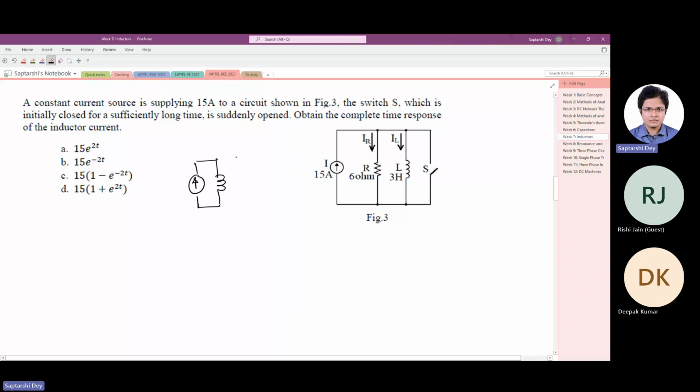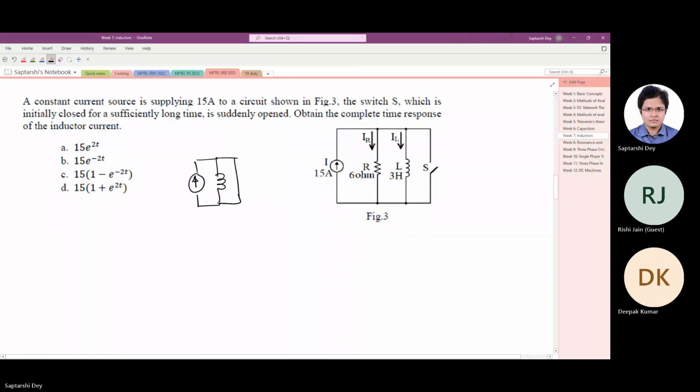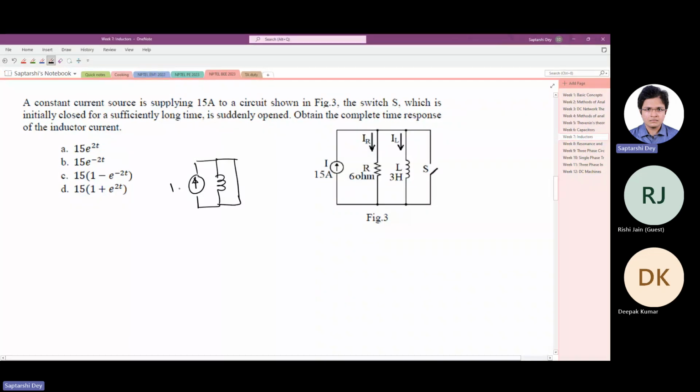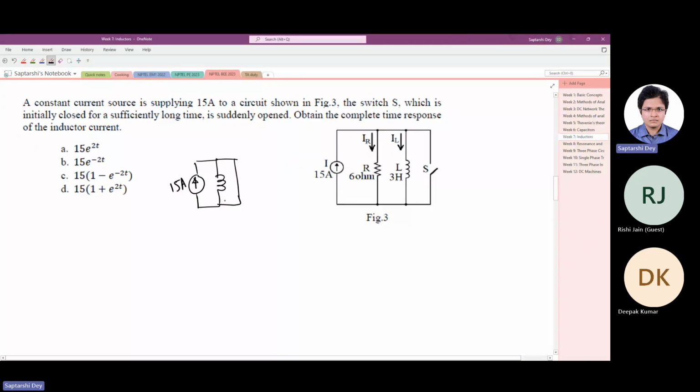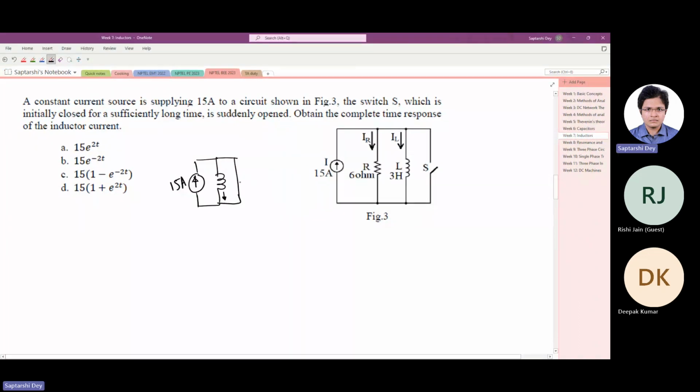One inductor and one closed switch in parallel. If there is 15 ampere current flowing from the source, the whole current can flow through this inductor also. The whole current can flow through this short circuit also. And they can share also in many possible ways. There are several possible answers here.